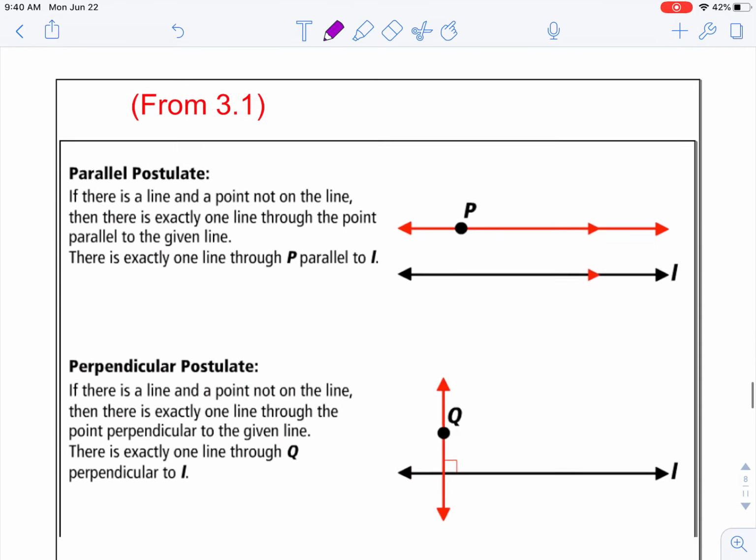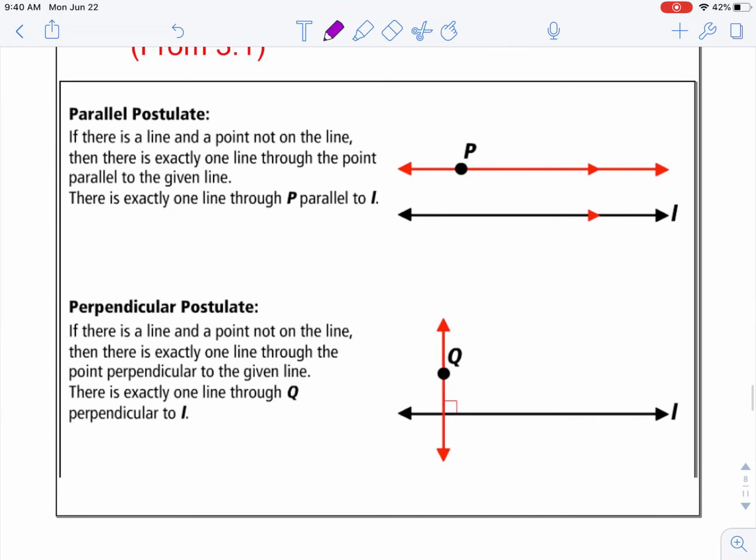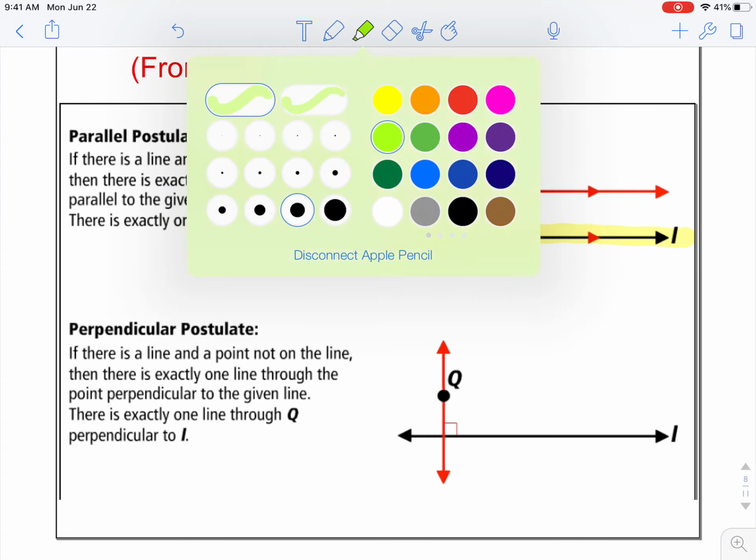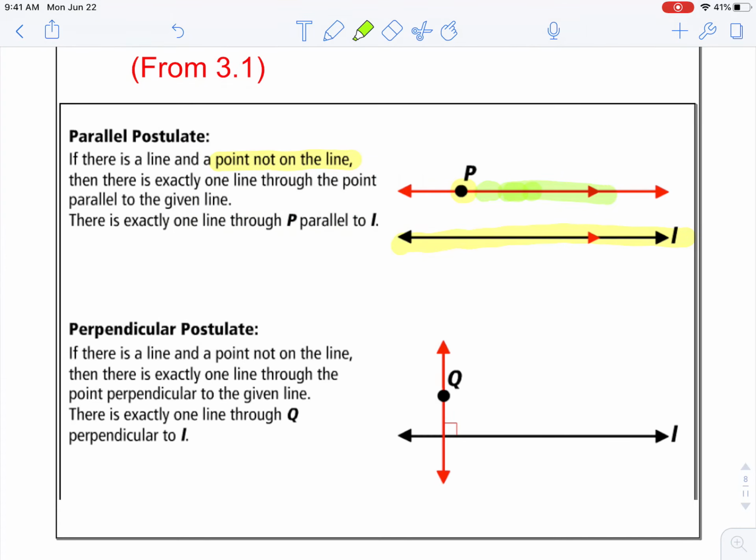Okay, there are two more postulates that I think are important to note. They actually come from 3.1, but they fit here because we're talking about parallel and perpendicular lines and so forth again. So the parallel postulate says if there is a line and a point not on the line, so here is your line and here is your point not on the line, then there's exactly one line through that point that will be parallel to the given line. So there's exactly one line that will be parallel that goes through that point.